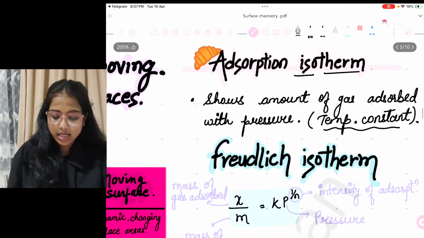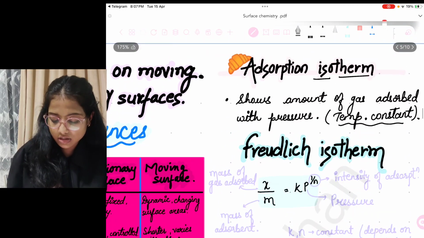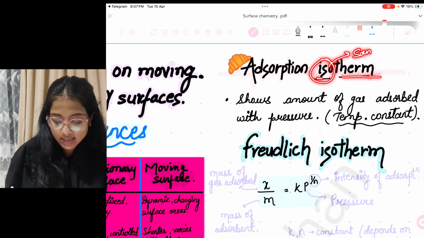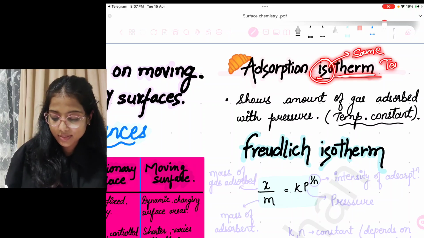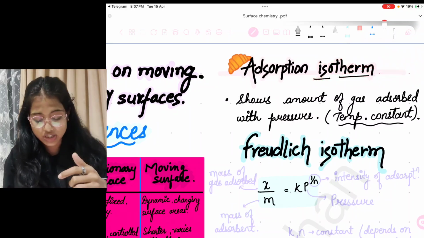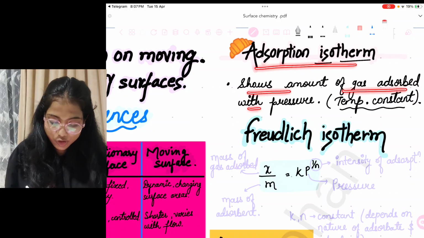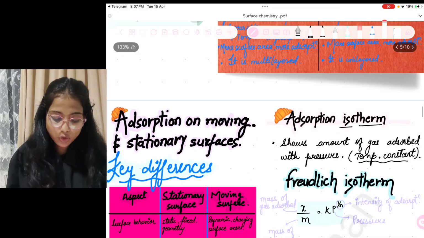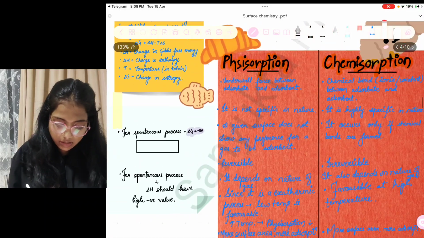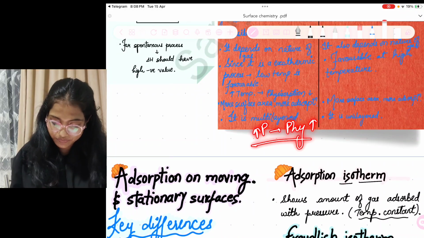Now let's begin with the adsorption isotherm. What is an adsorption isotherm? First of all, we can understand from the word isotherm: iso means same and therm is for temperature, so it is under the same temperature, or we can say constant temperature. Adsorption isotherm shows the amount of gas adsorbed with pressure. One more point: in physisorption, if the pressure increases, the physisorption will also increase.